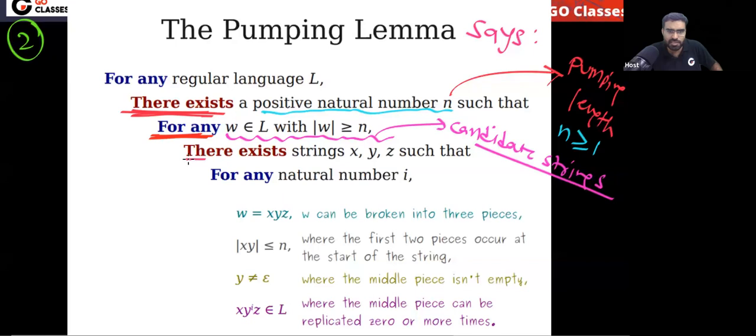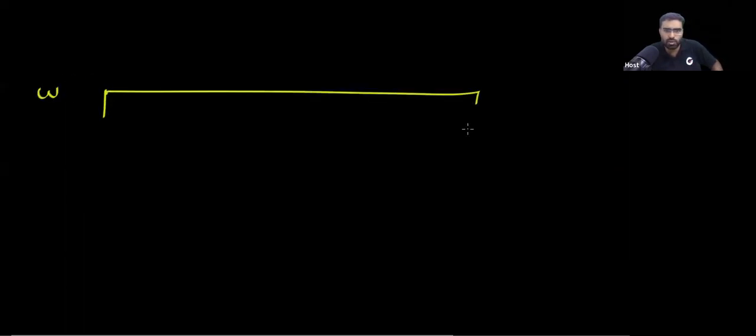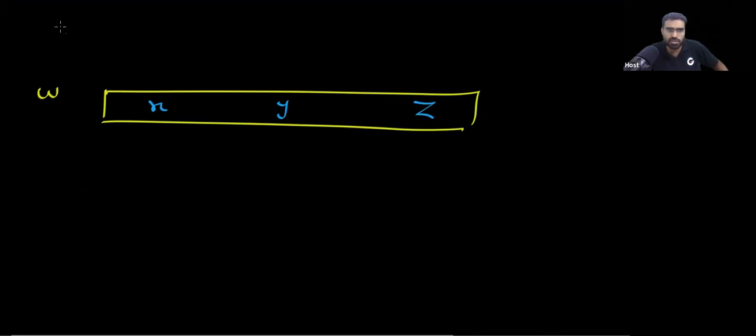For every candidate string, you can break it into 3 parts. Whatever candidate string W you take, we can break it into 3 parts, X, Y, Z. So this W I can write as XYZ.